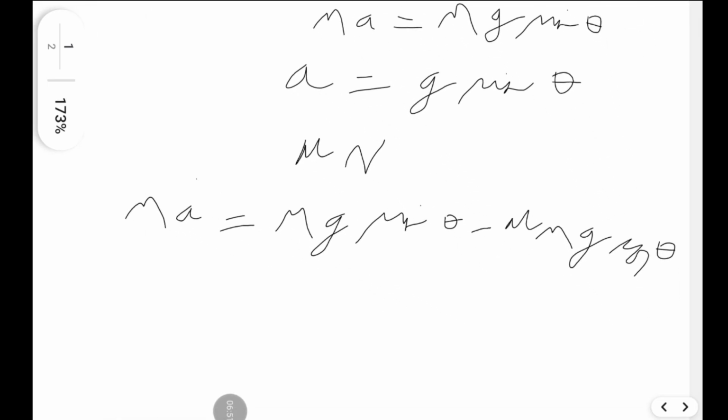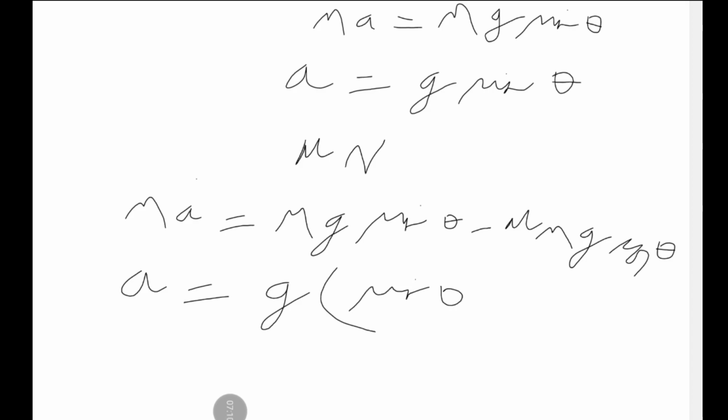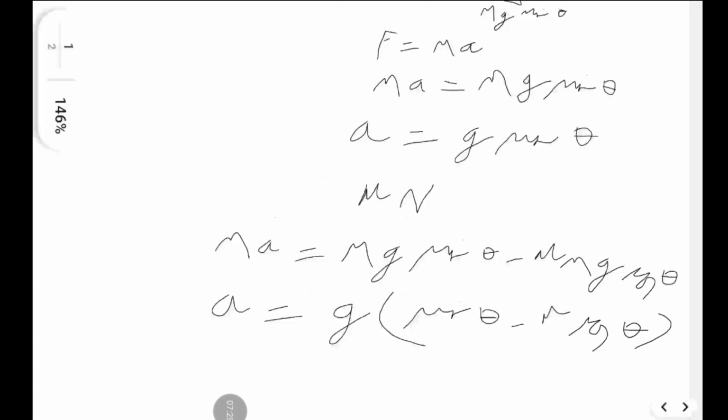And then if you want to get the acceleration, you simply cancel the mass, and you can get the acceleration into a form of g, because you can see g is in common with both of them. G, and then inside the brackets, we're going to have sine of theta minus mu cos of theta. Again, not that clear, but that's the point. Acceleration is equal to gravity times sine of theta minus mu cos of theta. That's the general formula for the acceleration.